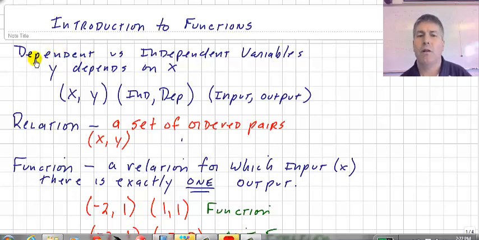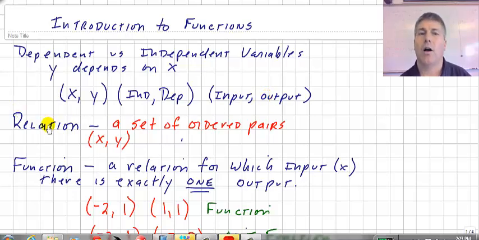Just as a review, we're going to work with dependent versus independent variables, and you may recall that our y depends on x. Okay, so our x is going to be our independent variable, and our y is our dependent variable. So any ordered pair, x and y, can also be seen as the independent variable and the dependent variable. And we're also going to see how x and y can be seen as inputs and outputs. Okay, we'll input a value or an x into a function and generate some sort of output or a y.